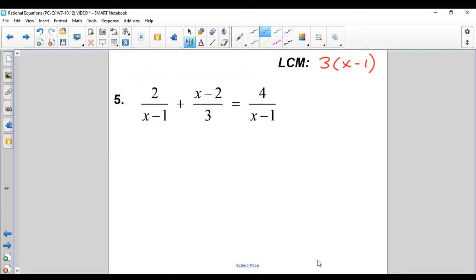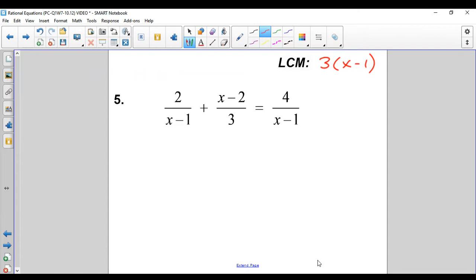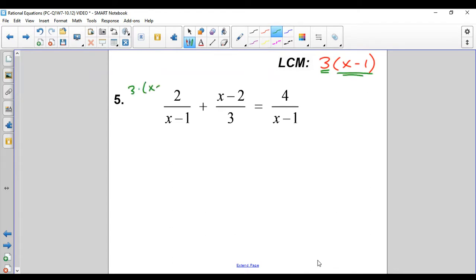That's it. You need to multiply everything by the lowest common multiple. Keep those terms separate. Don't distribute them. Makes it harder on yourself. So you multiply by 3 times x minus 1 on each of the fractions.